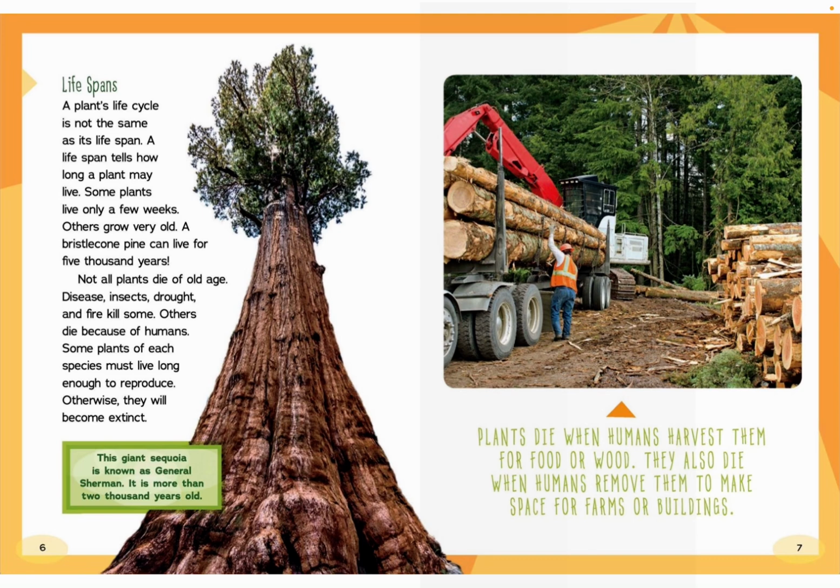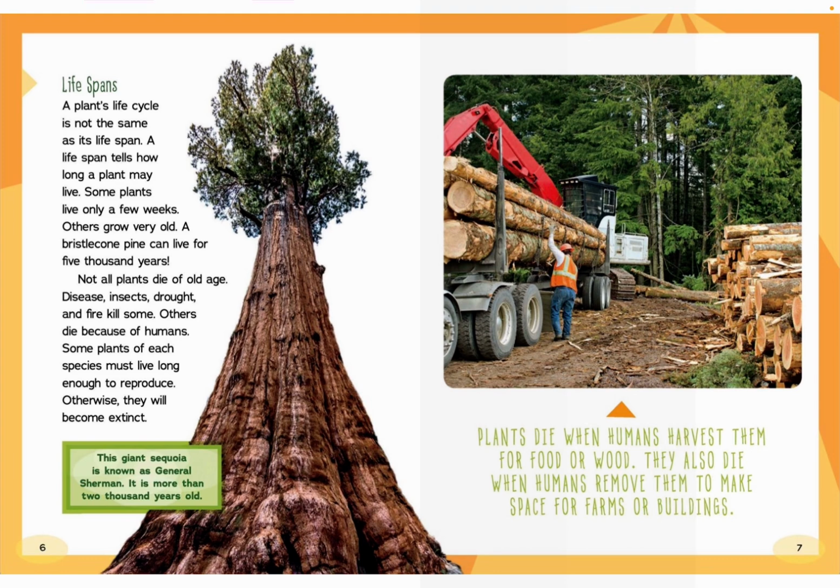A plant life cycle is not the same as its lifespan. A lifespan tells how long a plant may live. Some plants live only a few weeks. Others grow very old. A bristlecone pine can live for 5,000 years.